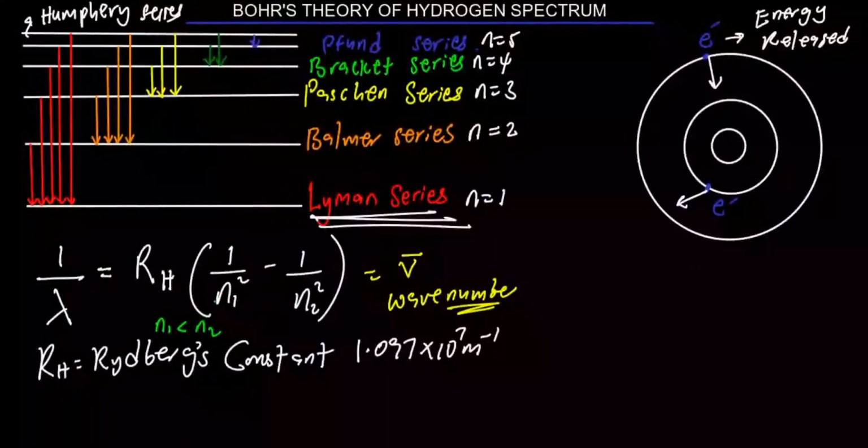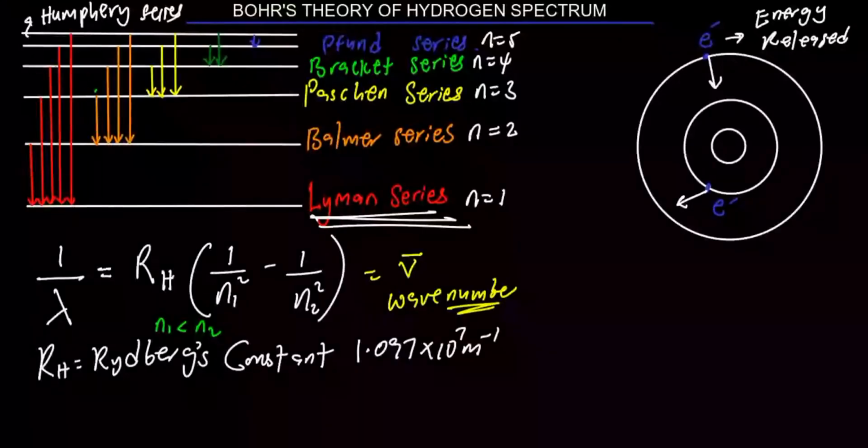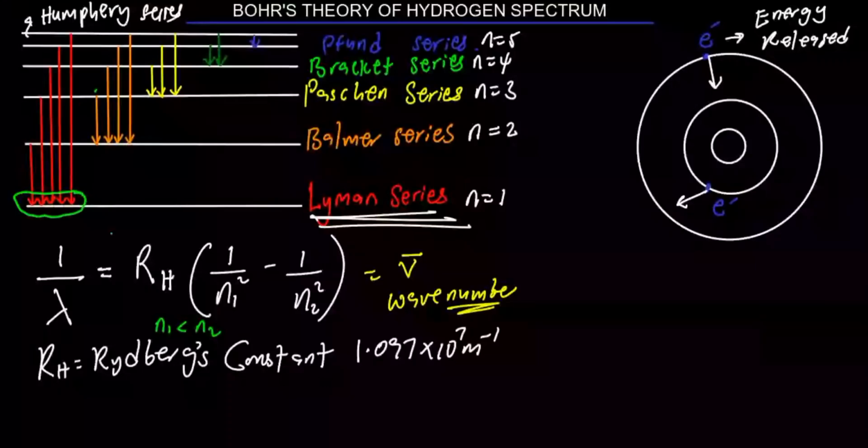So whenever I'm considering these lines, let's explain them. It's possible for an electron to fall from all these energy levels into the first energy level. This one here is falling from the second energy level to the first. The next one is falling from the third energy level to the first. This one also is falling from the fourth energy level to the first. So if they are falling to the first energy level, it means that they are contained in the Lyman series.